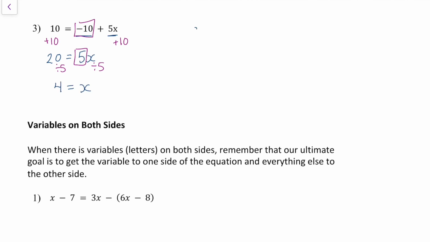And again, we can check. Negative 10 plus 5 times 4. We want this to equal out to 10. So minus 10 plus 20 does in fact equal 10. So we know we did it right.